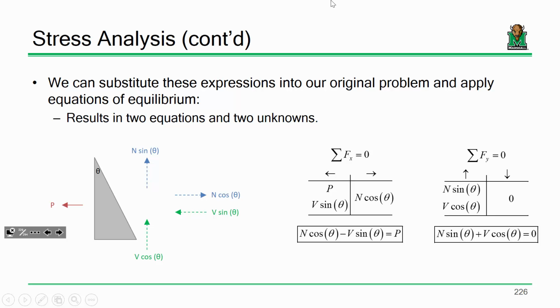Adding that up, that's got to equal P. Sound good? All right. Sum of forces in the y direction. Well, I've got two forces going up. I've got N sine theta and V cosine theta. Those are both going up. I don't have anything going down, so that's got to equal 0. So probably that means one of my guesses is wrong, okay? Because if I've got two forces going up and they have to equal 0, one of these is going to come out negative and be flipped, right?